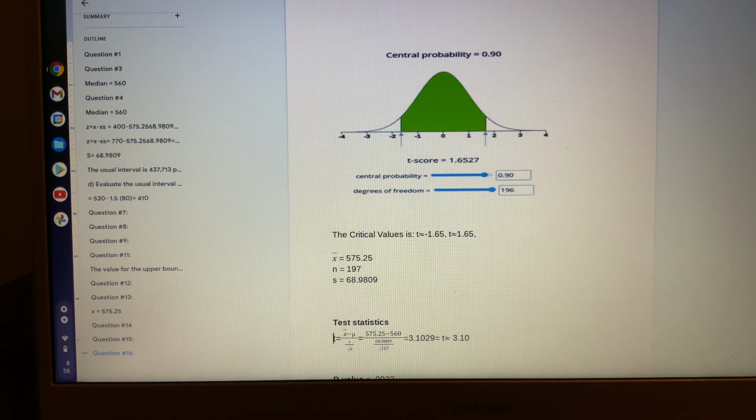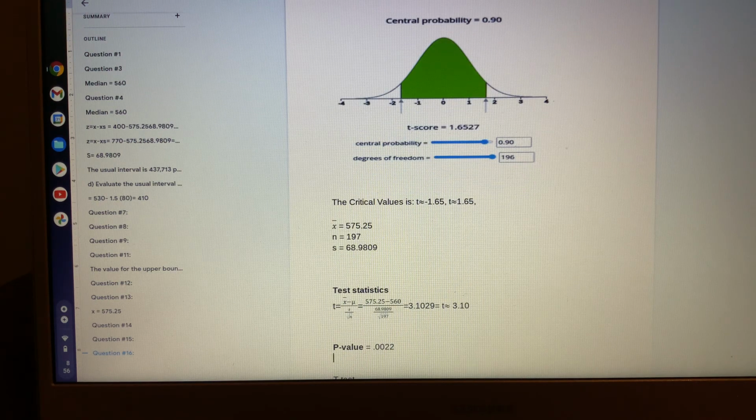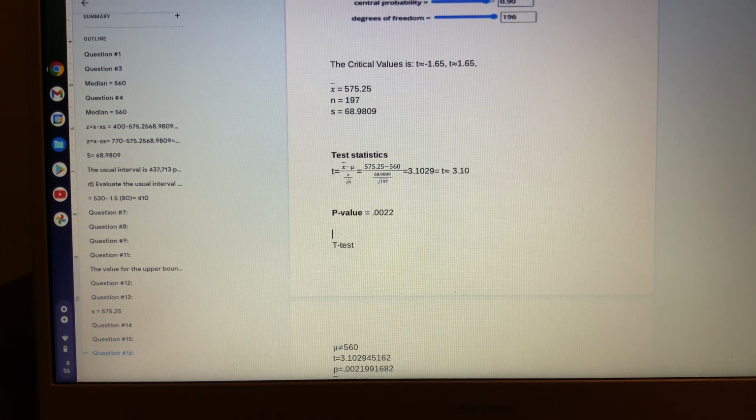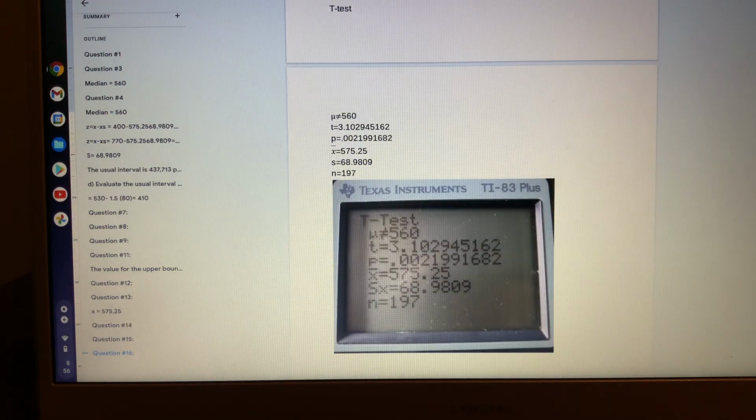Now I ran my test statistic here, using the proper formulas, and I inputted everything where it belonged. My t ended up approximately equaling 3.10. The p-value here was 0.0022. I ran a t-test, and here is the information that I gathered from that, as you can see on my calculator.